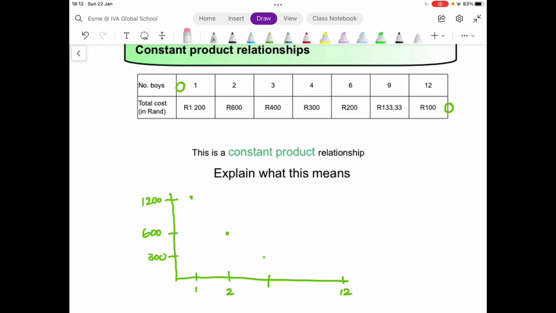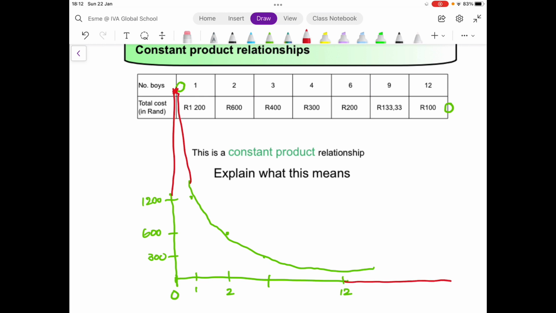I just want to rub this a little bit out. Let me draw it a little bit better. And we get closer and closer to the axis. Why can't I have a 0? Because if I have 0 boys and I had to extend this graph, can I have no boys paying 5,000 Rand? No, that is ridiculous. By the same token, can I have 100 boys each paying nothing? No, so that is why you do not have a 0 there and you do not have a 0 there.